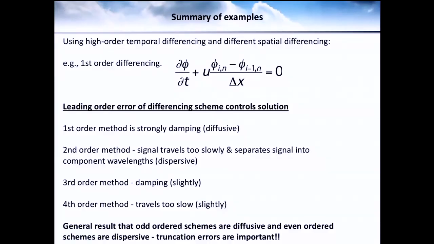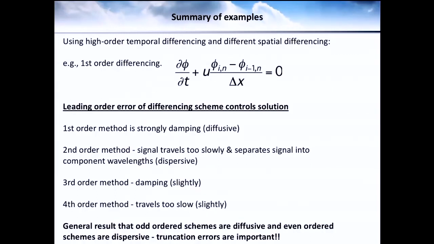Okay, to summarise these examples. What I did was I used a really good temporal differencing and different spatial differencing. This is just the simplest one, the first order differencing. So the leading order error of that spatial differencing scheme controls the solution. The first order method is strongly damping, so it's diffusive. The second order method is called dispersive, so the signal travels too slowly and separates into component wavelengths, so different scales travel at different speeds. The third order method damps, it is diffusive again. The fourth order method travels slightly too slowly.